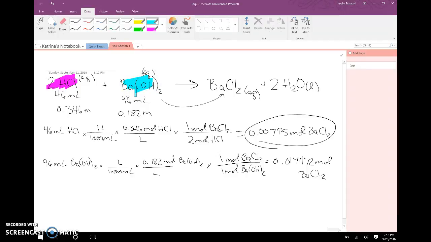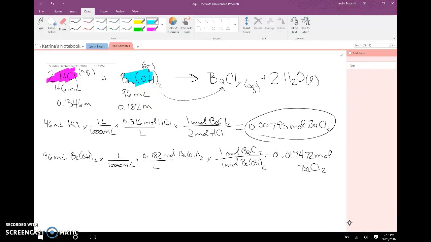And hopefully you remember the question that we're trying to ask is what the concentration of our excess reactant is. So the next thing we need to do is figure out how much of our excess reagent we've used up. Well, if this is how much product I can make, I can start there and work my way backwards to figure out how much of my barium hydroxide I actually needed. So I'm going from here to here. For every 1 mole of barium chloride, I've got 1 mole of barium hydroxide.